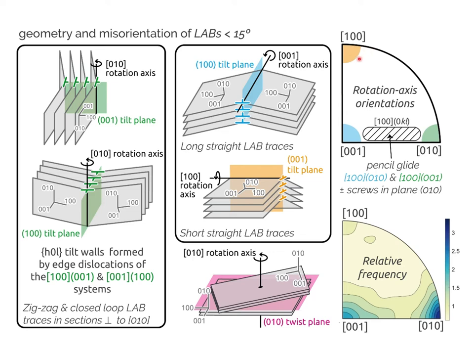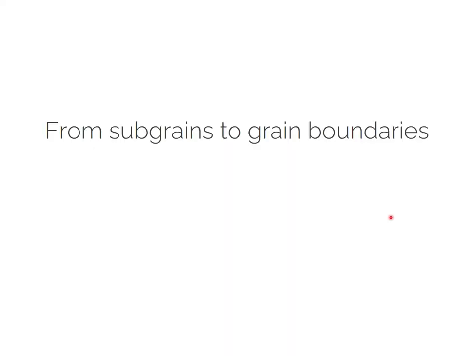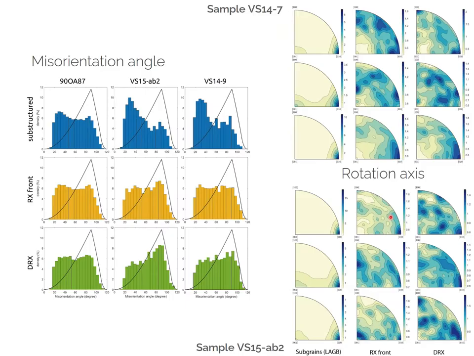When plotting the rotation axis of all the subgrains for a complete map, the inverse polar figures look like this one in the bottom right corner, with a maximum at B, very often a submaximum around C, and only in some maps a third local maximum in A. Now let's move quickly from subgrains to grain boundaries. In this case, the most relevant information was the analysis of the misorientation rotation axis.